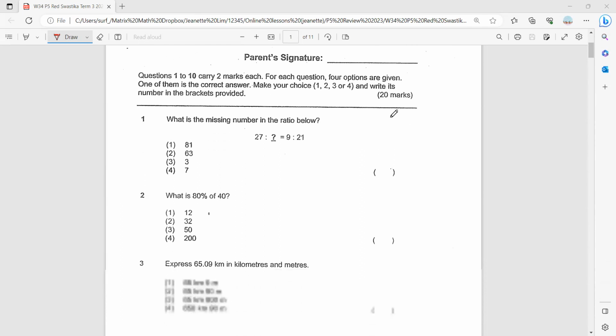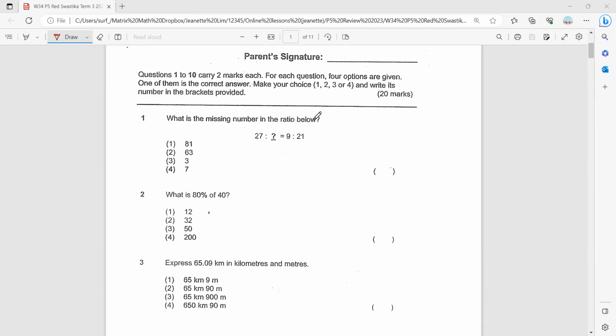Okay, for question 1, what is the missing number in the ratio below? So for this question, we need to find 27 to what number, right? Okay, so 9 to 21. If I want to change it to 27, I will have to times 3. So 21 times 3 will give us 63. So the missing number is 63.